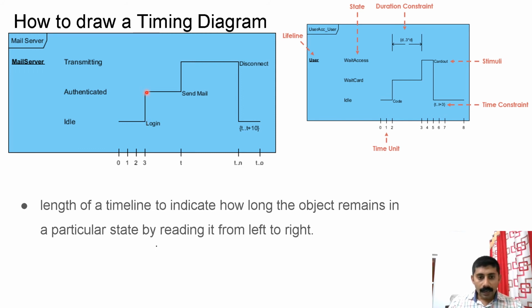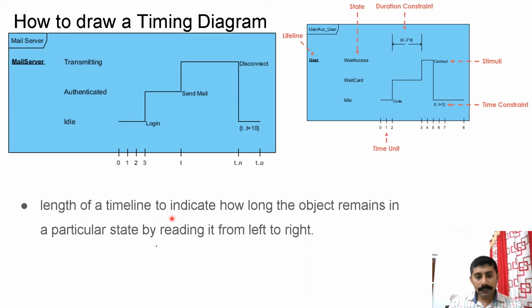Then after t seconds, at time t you are sending a mail. So once you trigger the send operation, your mail server state changes to transmitting. After completing this much time duration, you can disconnect, because your transmission is done. Now you can disconnect. Then again your server will come back to the idle state.